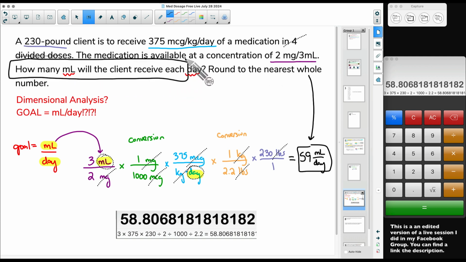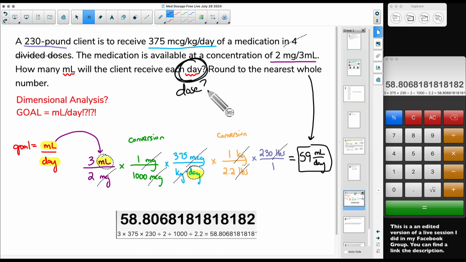However, had this question said how many milliliters will the client receive each dose, then you would need to use the 4. And in all honesty there, what you would do is you would just take that daily amount and you would divide it up into 4 doses. But that would then give you milliliters per dose, not milliliters per day. That is a different question.